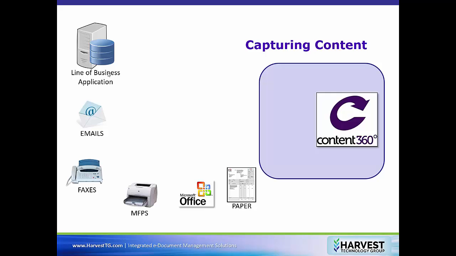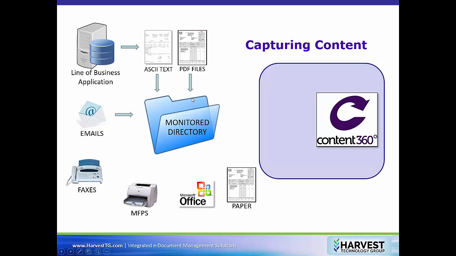Your ERP system when you're printing invoices, your student information system when you're printing report cards, your health insurance information system as you're printing statements. All of these applications generate a huge amount of information, and it's usually in the form of either an ASCII text file or a PDF file. Those files, upon print time, can be dumped into a monitored directory. This is a directory somewhere on the network where Content360 is looking for these types of files.